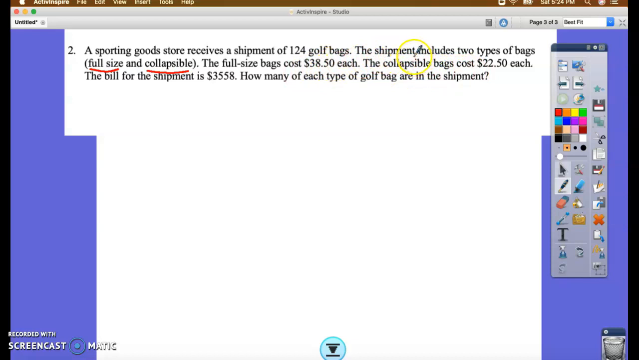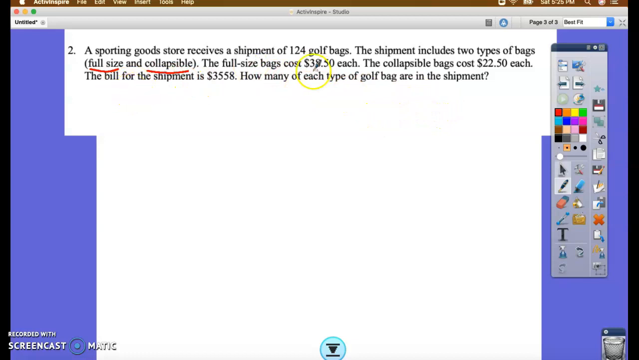That's a good word in math. That means multiplying per each every. That's when variables pop up. The collapsible bags cost $22.50 each. The bill for the shipment is $3,558. How many of each type of golf bag are in the shipment?